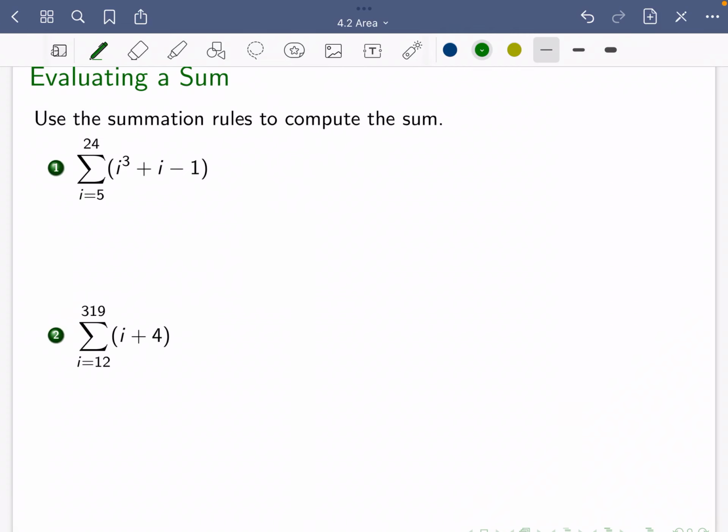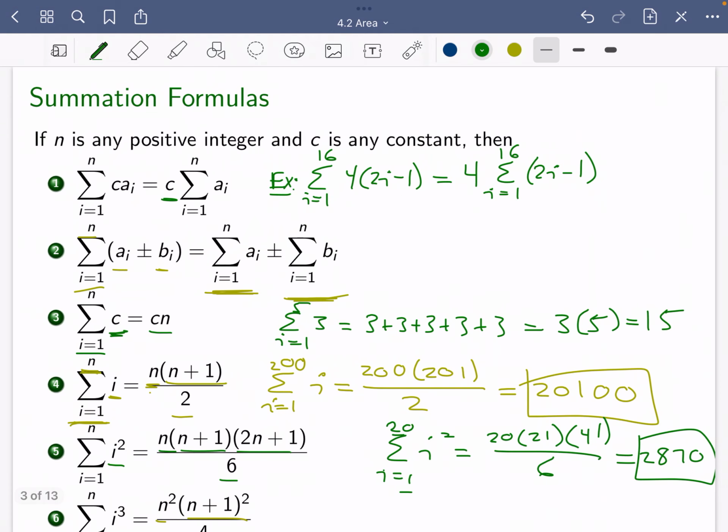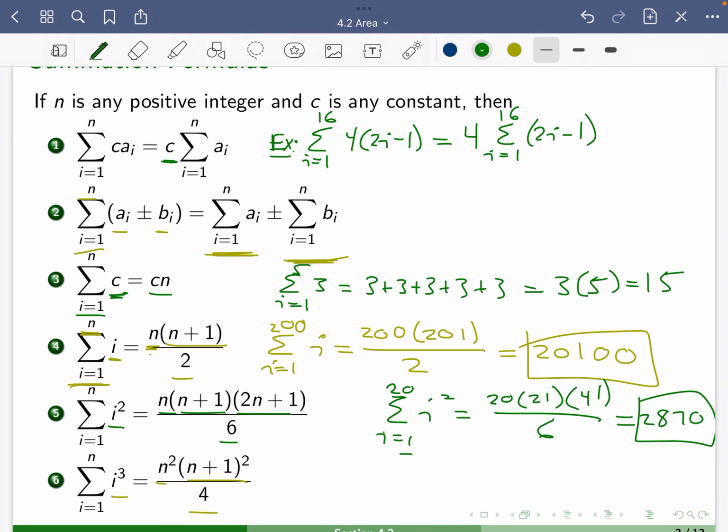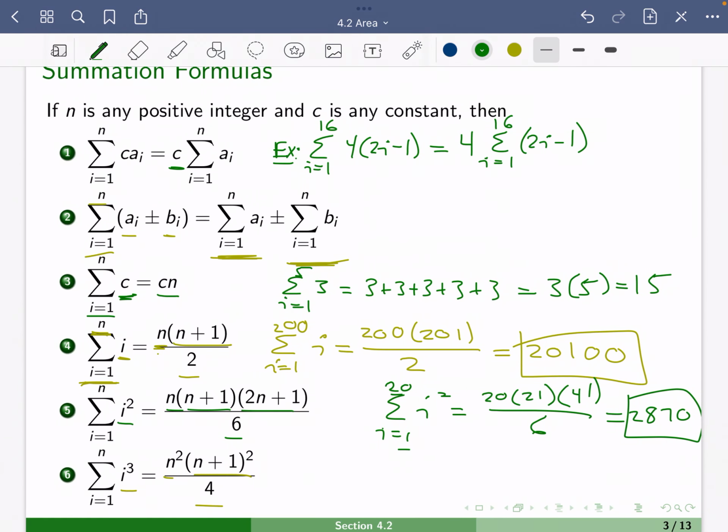In this video, we're going to look at some more examples where we're going to evaluate some sums using our summation rules. So here, our first example, we have a sum i equals 5 through 24 of i cubed plus i minus 1. Now let's turn back a couple pages and recall what our summation rules were. So we had this list of summation rules that we are going to use.